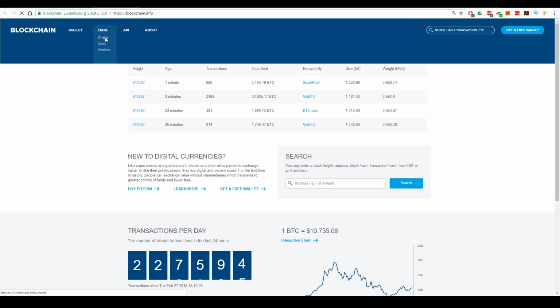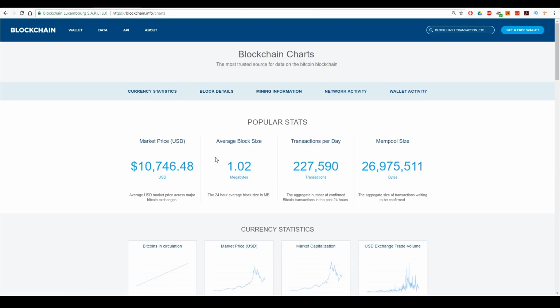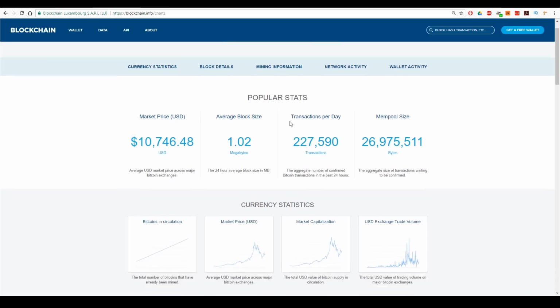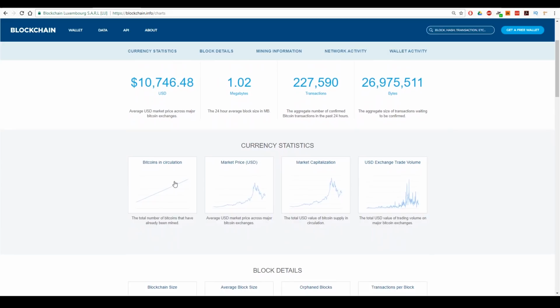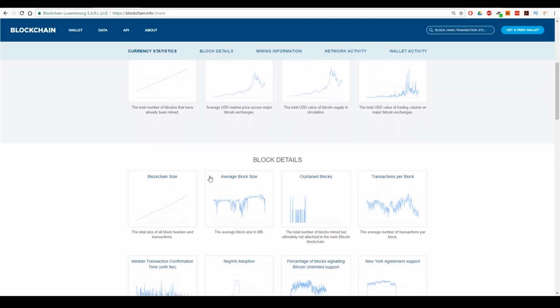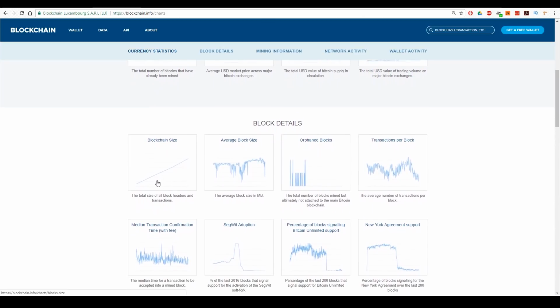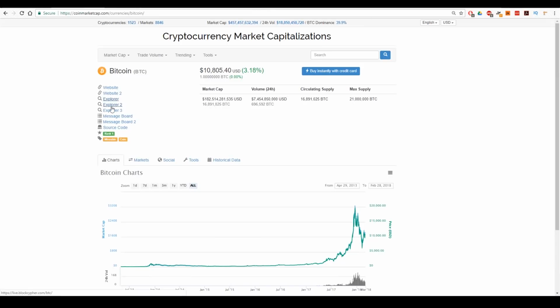You can see if you go to charts here, there'll be a lot of different information that you can see about what's going on. So you can see the market price, the average block size, number of transactions per day, the mempool size. This is essentially the list of waiting transactions. And then you can see a whole bunch of details that are coming directly from Bitcoin's blockchain. So that's what those explorers are.